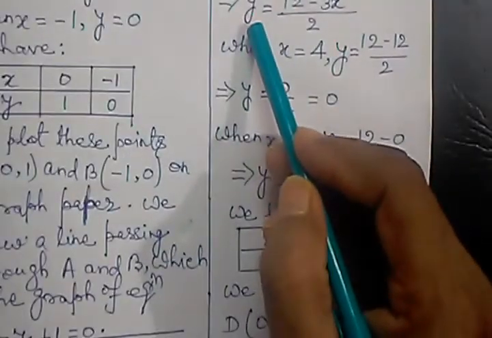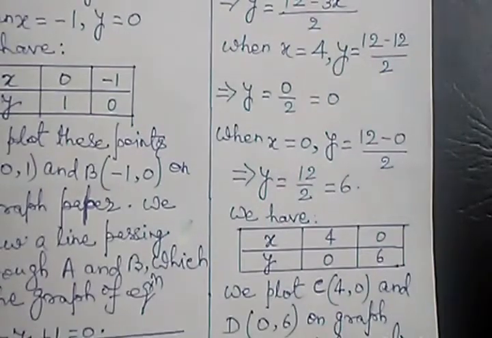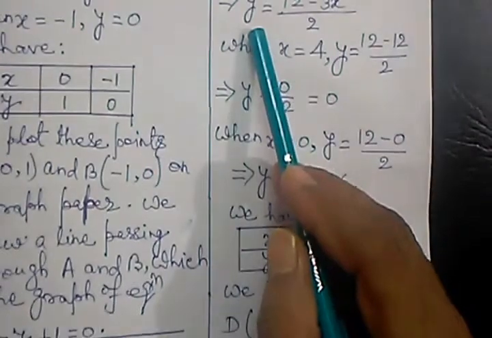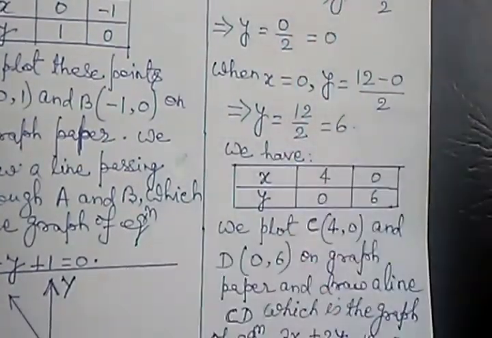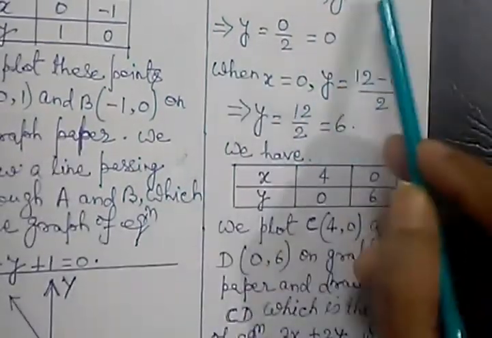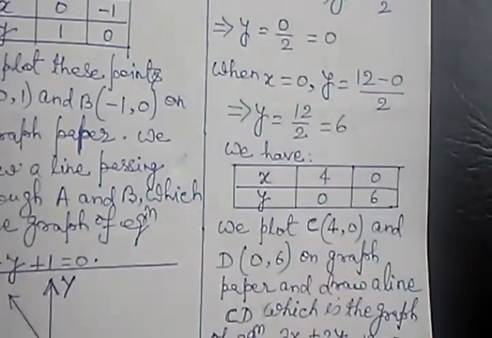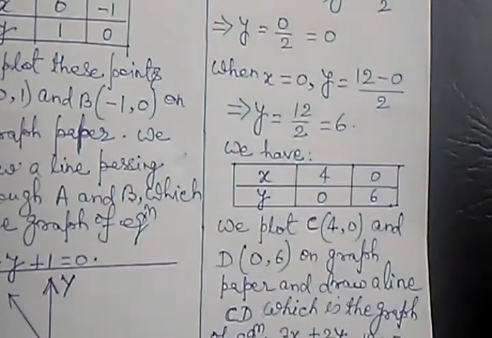Now see, the value of y: we will divide the RHS by 2. So y equals (12 minus 3x) upon 2. This is the value of your y. Again, similar to what I have already done, we will put x equal to 4 and get the corresponding value of y. So y will be (12 minus 12) upon 2, which will be 0, because 0 divided by 2 gives you 0.